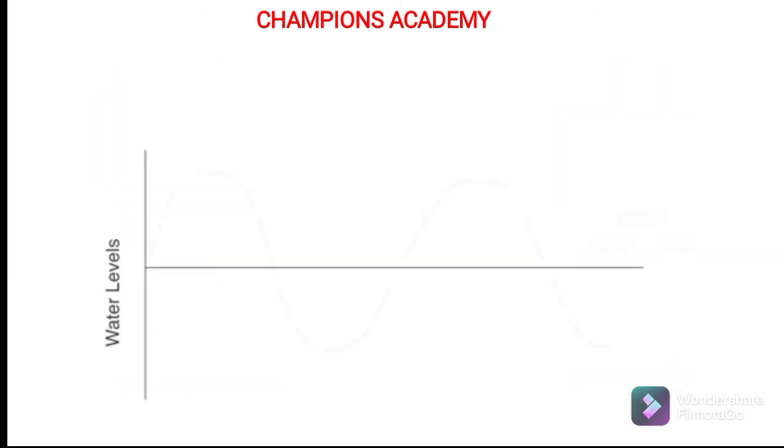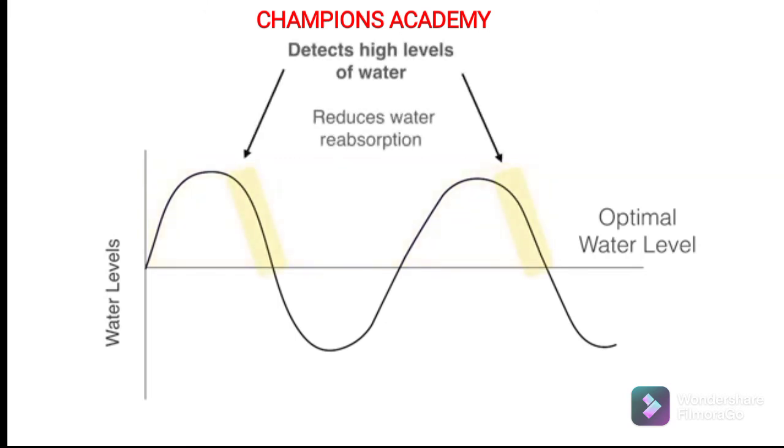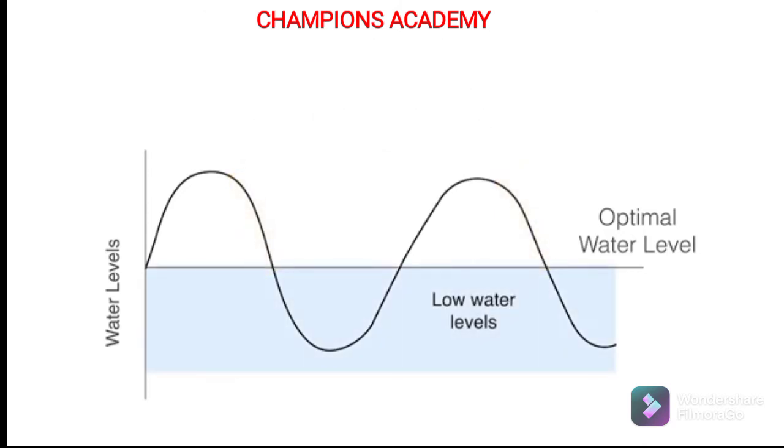Once again, we'll be using the sine curve. The straight horizontal line is the optimal water level. Like temperature, the parts above the graph represent points where there is too much water in the body. The downward slopes depict when the body detects the high levels of water and is reducing this so that it can reach the optimal water level. The areas below the graph represent the low water levels in the body. The body is able to detect this and is increasing the water levels in our body to ensure that it doesn't deviate from the optimal water levels too much.